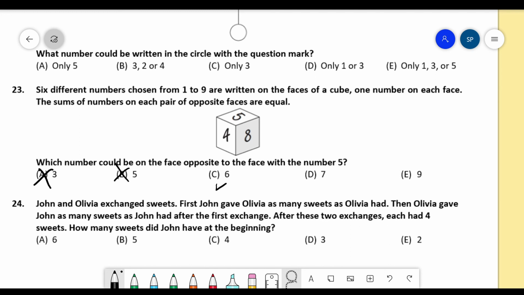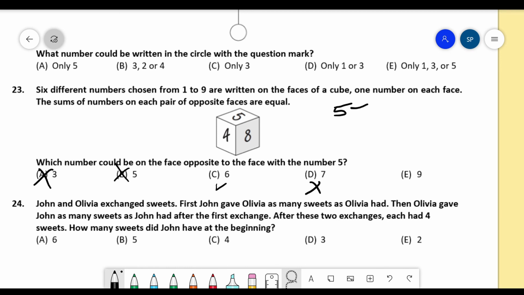Now, let's keep going. So 7. If 5 plus 7 is calculated, that would be 12. Then 8 plus what is 12? 4. But since 4 is already here, we cannot write 4 again on that side, which means 7 is wrong.